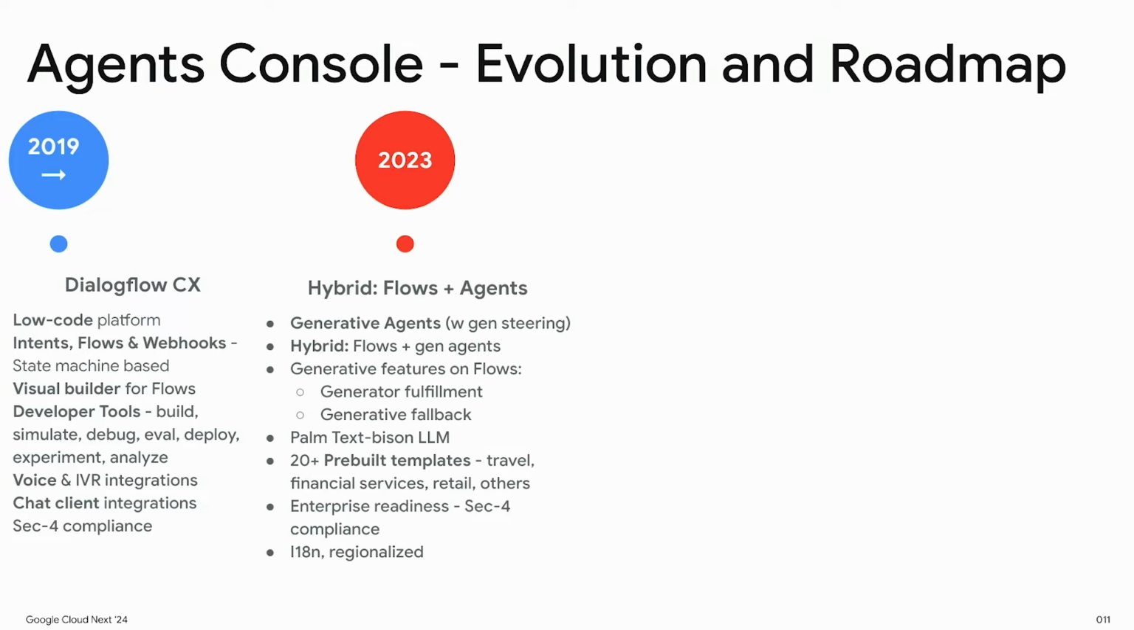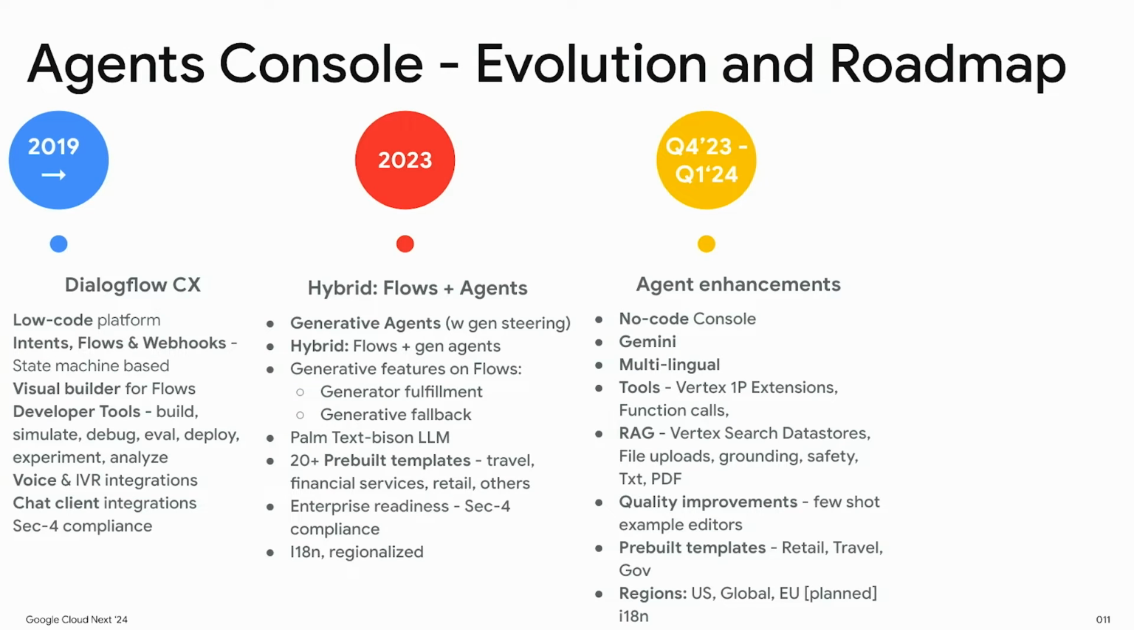And what we did was, with the emergence of generative AI in 2023, last year, we added support for generative agents. We also added features to the flows within Dialogflow, generative features. And then we also support hybrid agents, which may be a combination of flows and agents that kind of orchestrate the conversation. So that was 2023. Over the last 6 months, we've made further enhancements to these agents. So for example, the no-code console that we just announced at this Next was an outcome of the work that we did over the last 6 months.